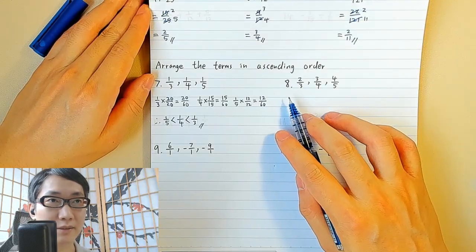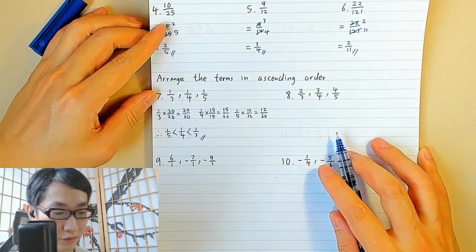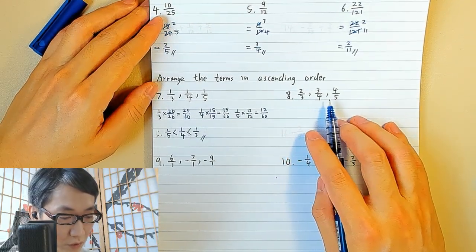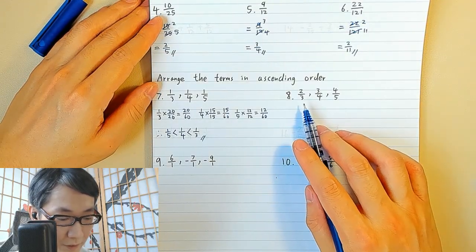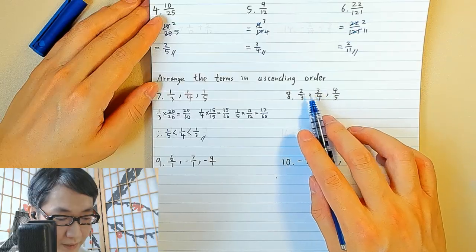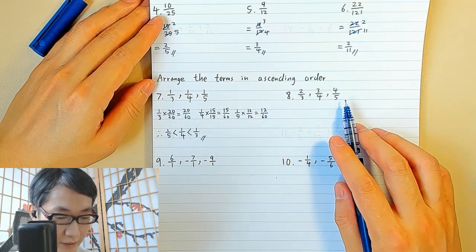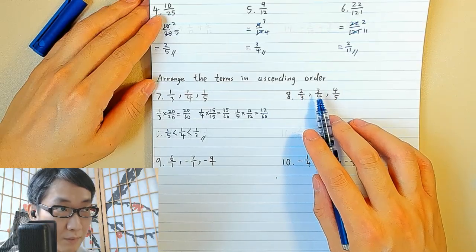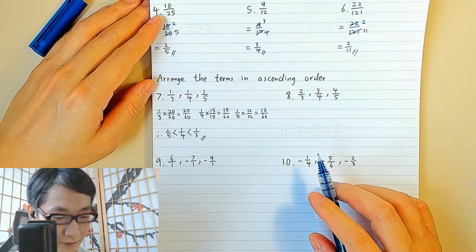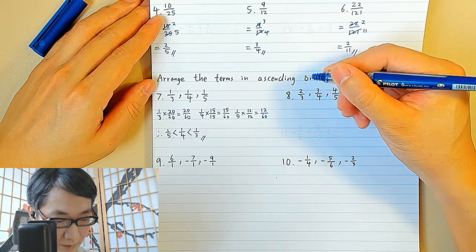And number 8. So this one is less obvious. Which one is the smallest, which one is the largest? So now we can use the same method here, the common denominator method. So let's do it.